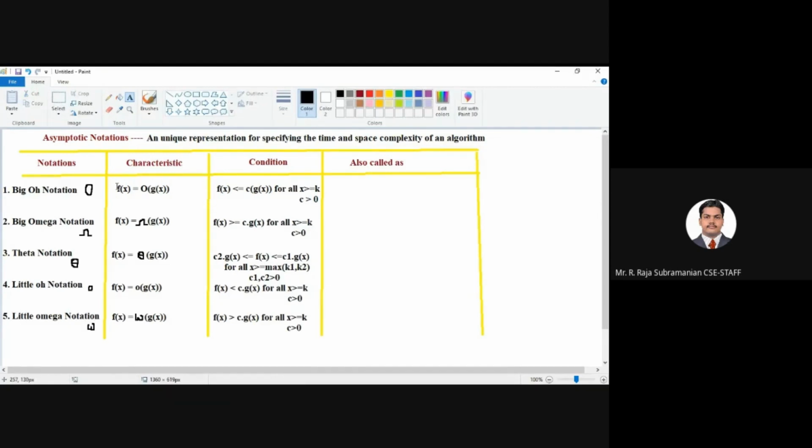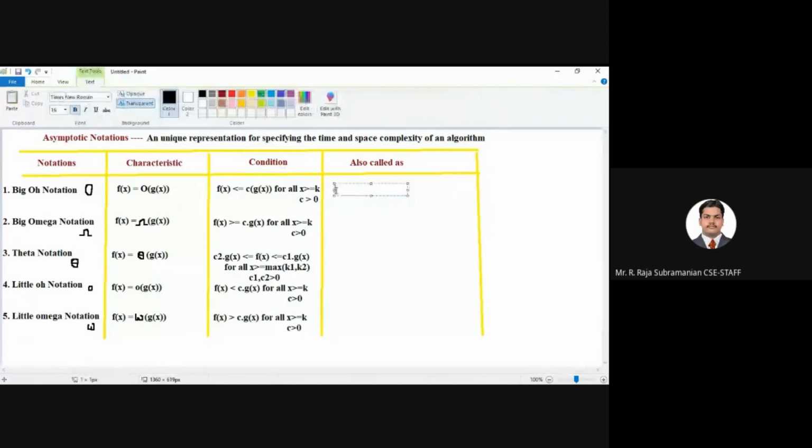What is the definition? Let f of x and g of x be two functions. You should do it like that, with the diagram and all. Yes, sir, if it is in a written examination, this will be a very big 16 mark question.